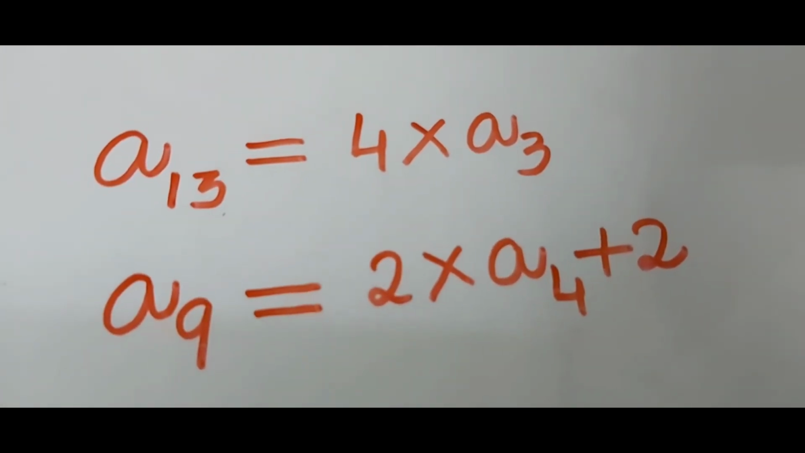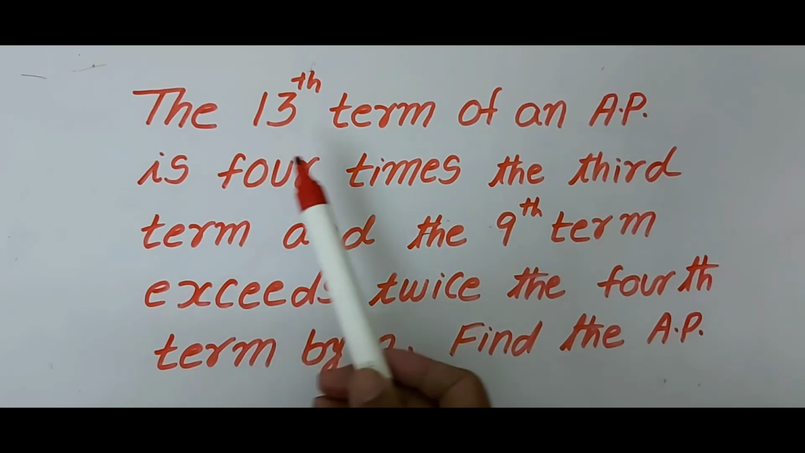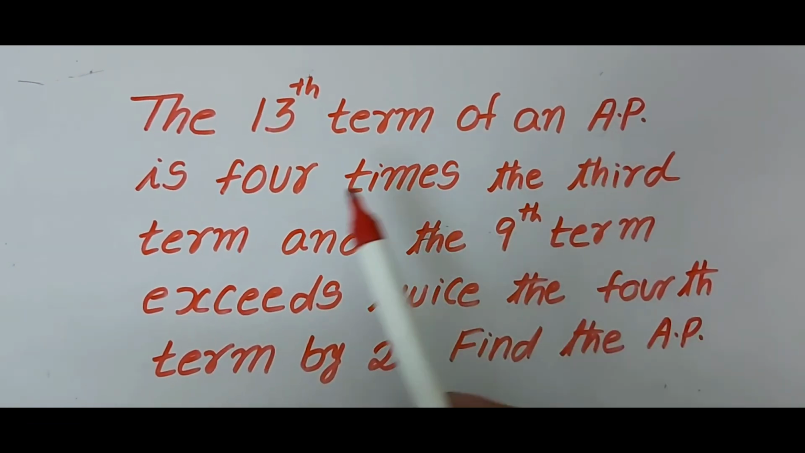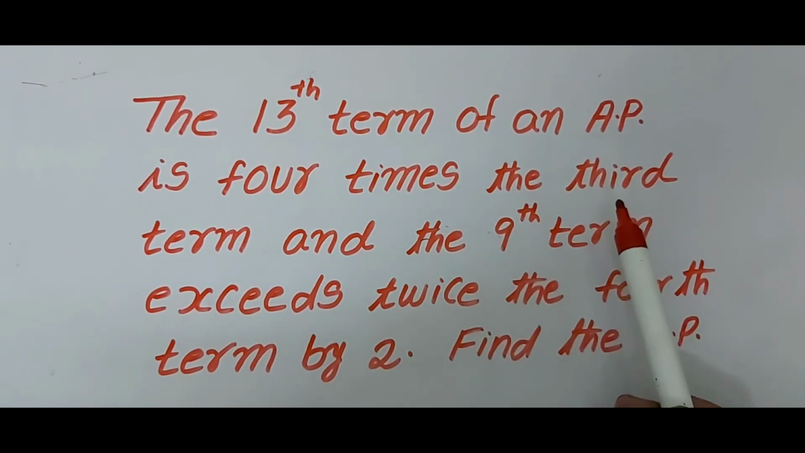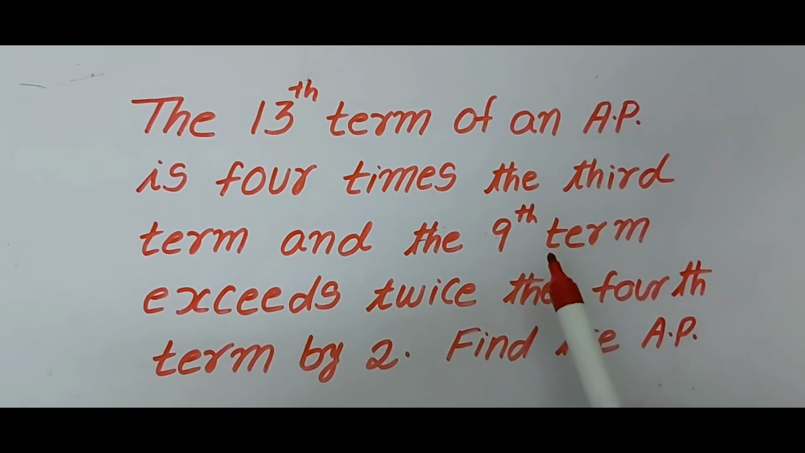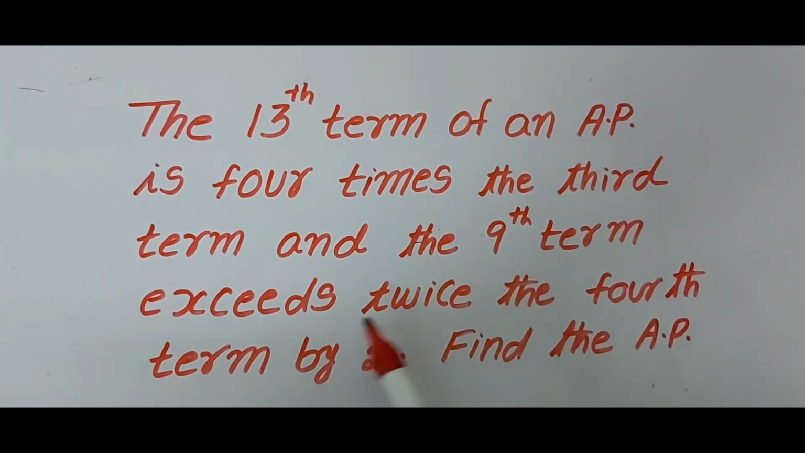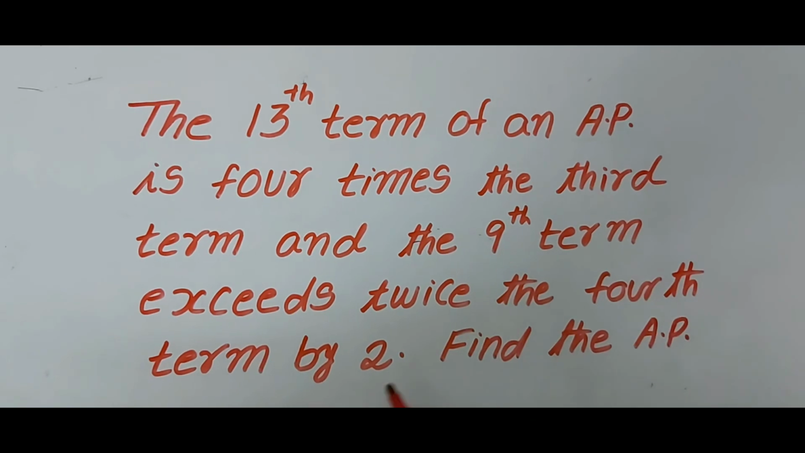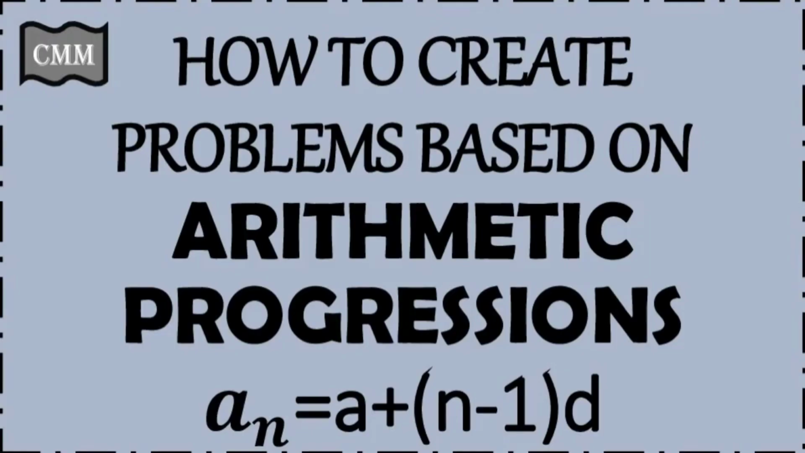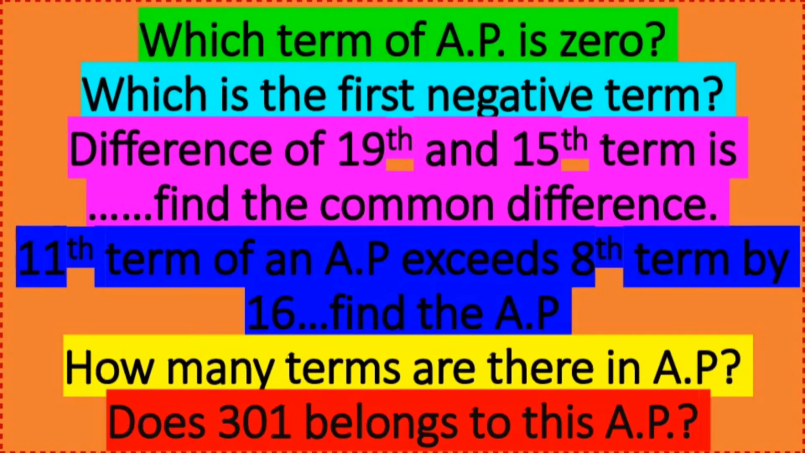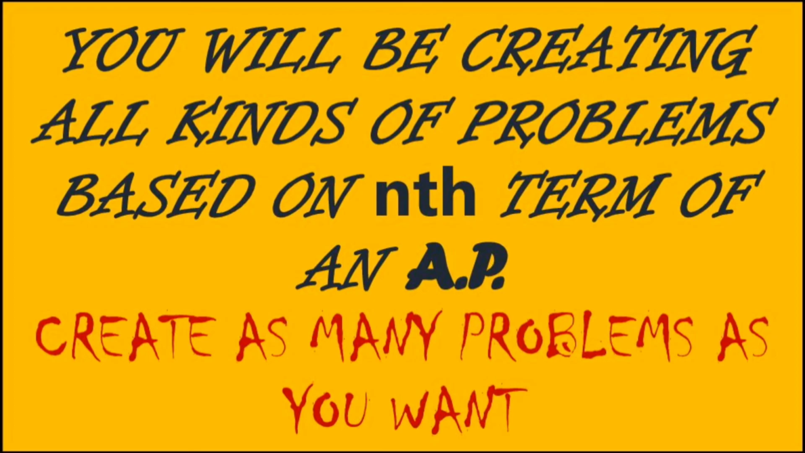And the question would be: the 13th term of an AP is 4 times the third term, and the 9th term exceeds twice the 4th term by 2. Find the AP is the question. So finally, we have created 5 different problems of the chapter Arithmetic Progressions.